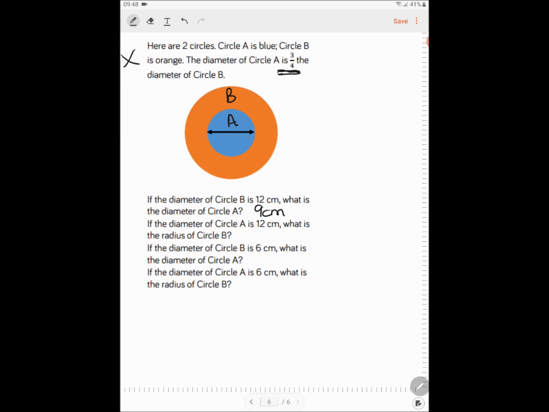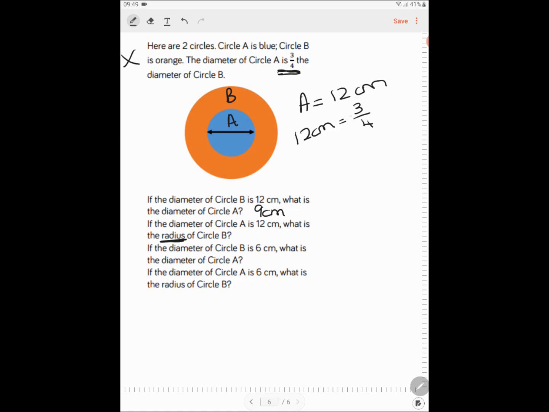Right, now if we're looking at this one, if the diameter of circle A is 12 centimetres, what is the radius of circle B? So we've actually changed what we're looking for. So don't fall into the trap of looking for the wrong thing. So if circle A equals 12 centimetres, and we know that A is 3/4 of circle B, we've got to work backwards from here. So 12 centimetres is 3/4. Now, we've got to find 4/4 because that's the whole thing.